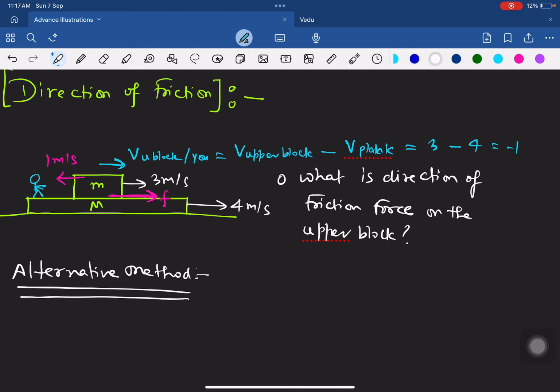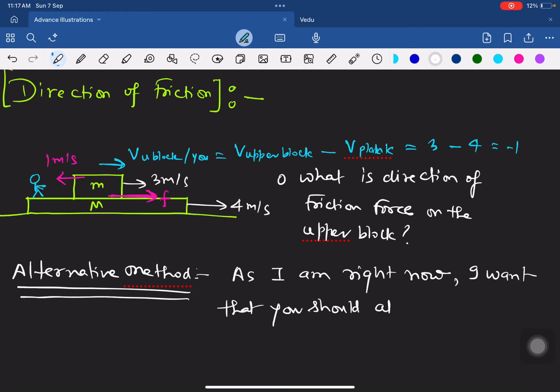So what I say, just listen, guys: as I am right now, I want you to also become like that. This is the simplest idea that we have to use. With this idea you can find the direction of the friction force in seconds.